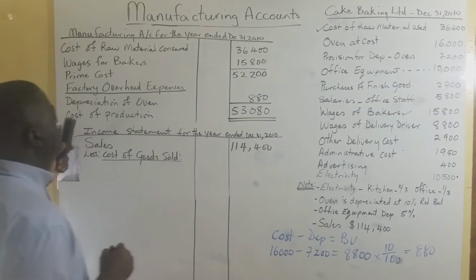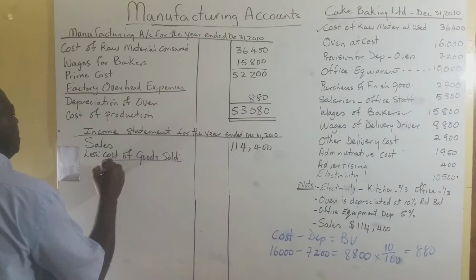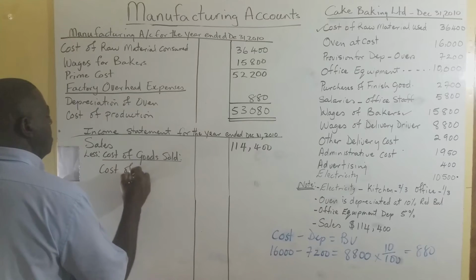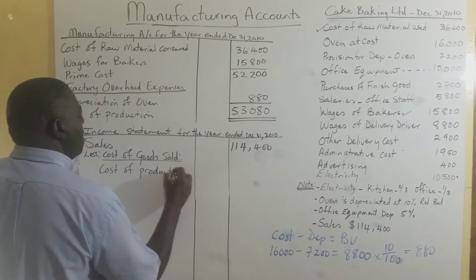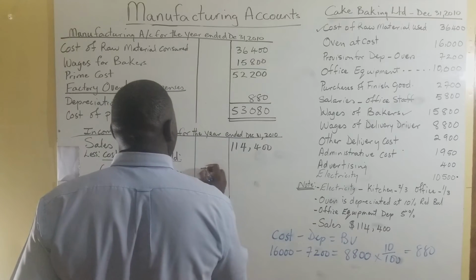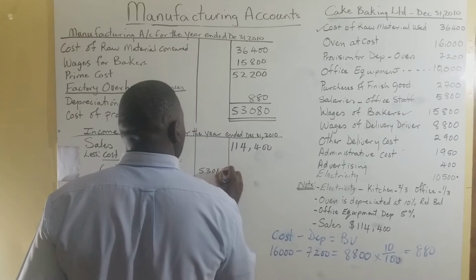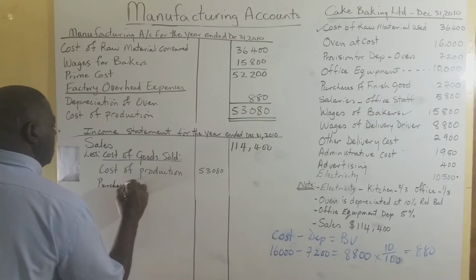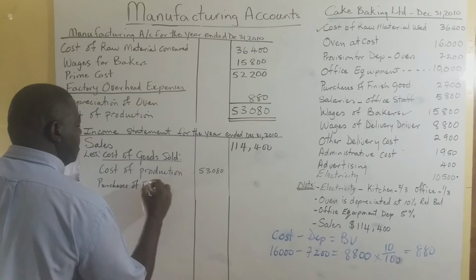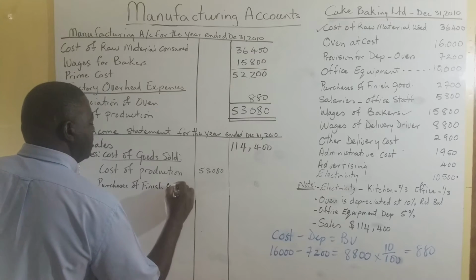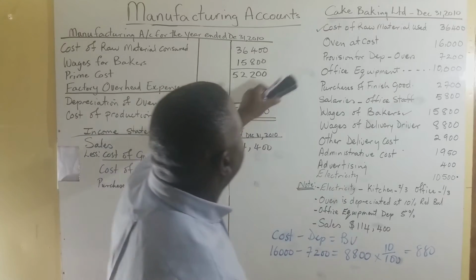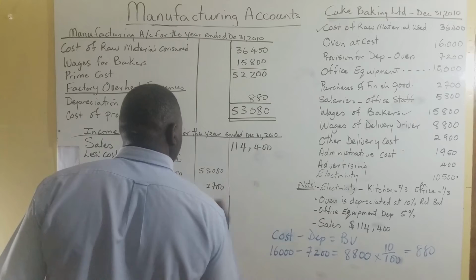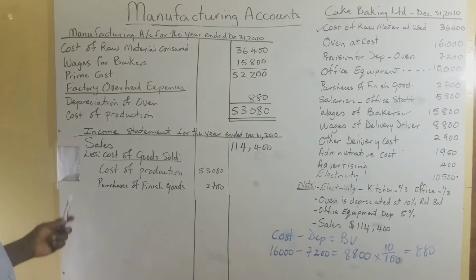And we also have our manufacturing cost. So it's going to be our cost of production, and this figure, which is 53,880, and we're going to add the purchases of finished goods. All right, which is 2,700. Now let me speak to this.